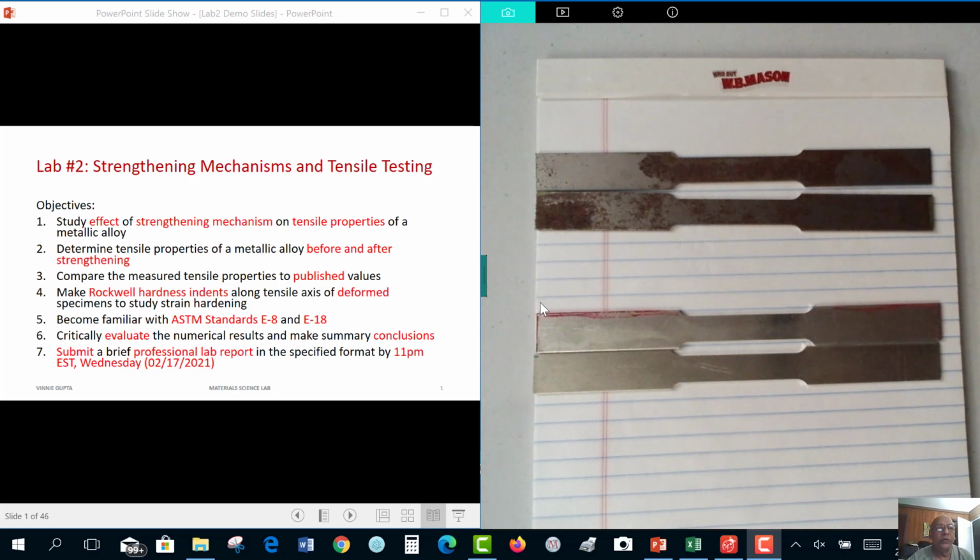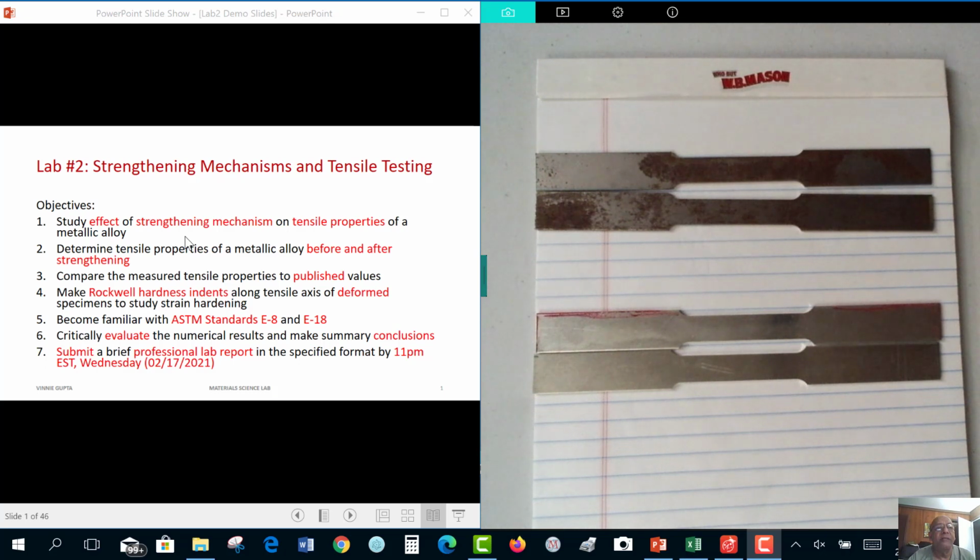We are in Lab 2. In Lab 2, our focus is on strengthening mechanisms and tensile testing. So, here are our objectives. We want to study the effect of a strengthening mechanism on tensile properties of a metallic material.